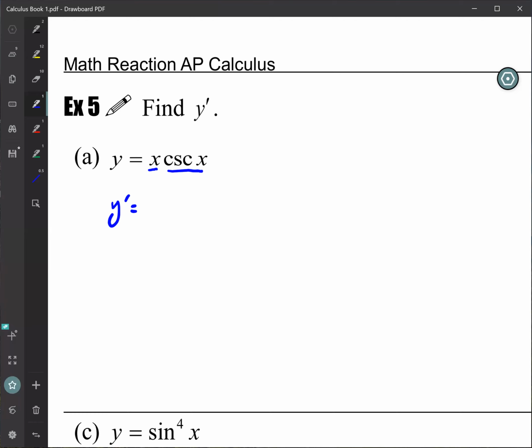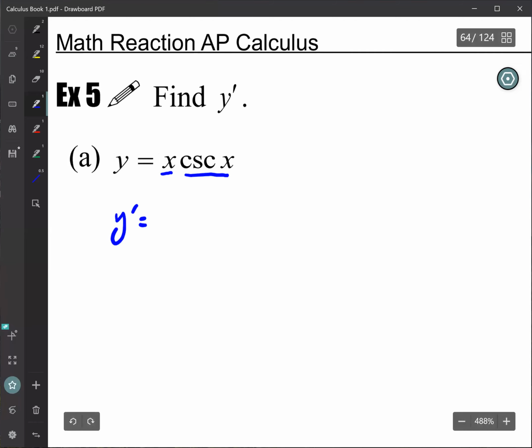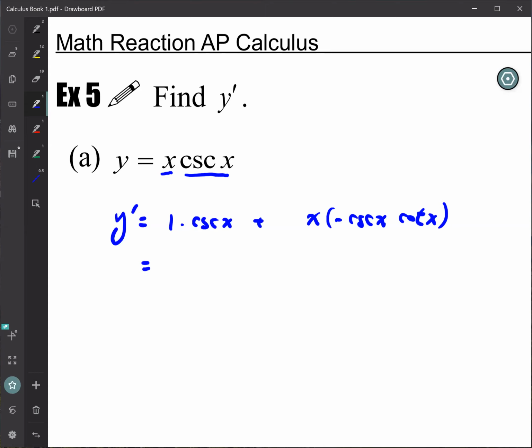Okay, Jeffy, what's your product rule? 1 times cosecant x plus negative cosecant x cotangent x times x. Okay. And then from here, to simplify, most common things to do is to factor, right? If possible, or combine like terms, right? Simplify the signs. So over here, what we can do is to take out cosecant, right? They both have cosecant. And then there's a negative, we can simplify that as well, okay? So we're gonna factor the cosecant out.